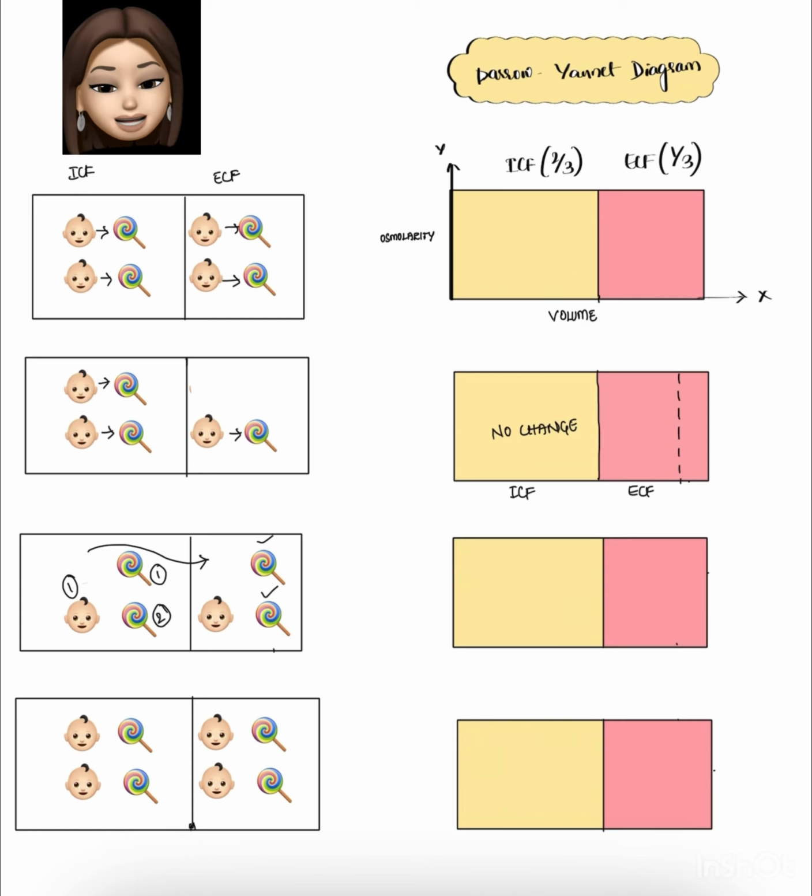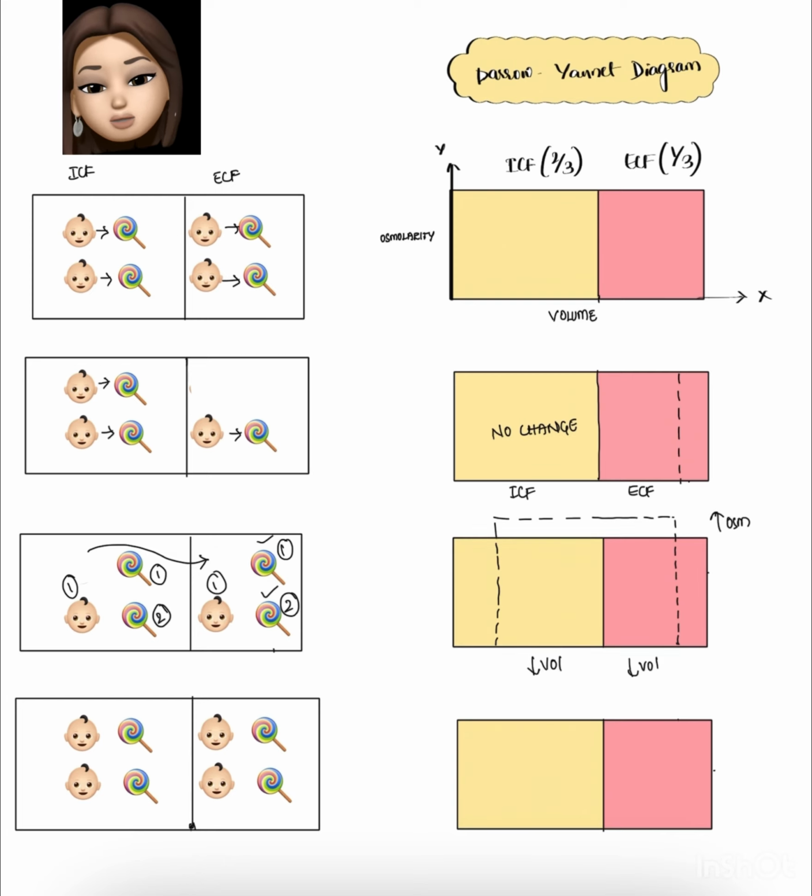Now what are the changes? In the ICF, you have one kid and two chocolates. In the ECF, you have one kid and two chocolates. That means the chocolate number is more, which is contributing to an increase in osmolarity. So there will be an increase in the osmolarity. At the same time, only one kid in each compartment, so volume is decreased. So decreased volume and increased osmolarity.